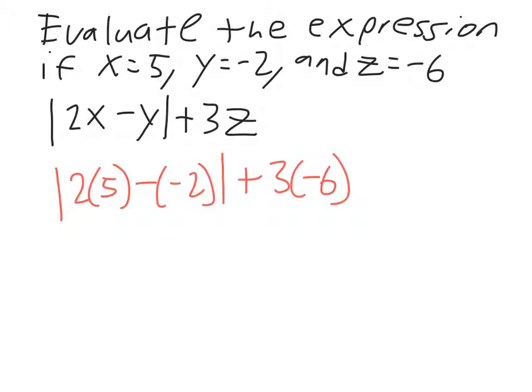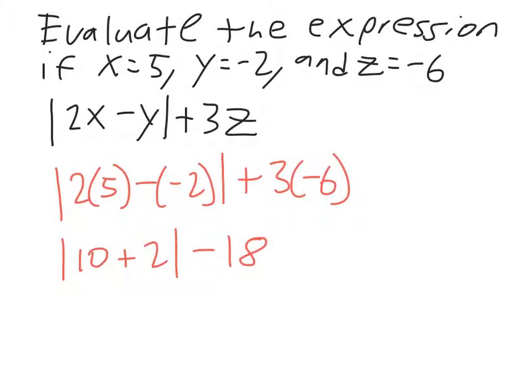Then let's do those multiplications out. So, still have the absolute value, haven't done anything with that yet. So 2 times 5 is 10. And then notice the minus negative 2. We have 2 negatives here, so that will turn into a plus, because 2 negatives make a positive. So this will become a plus 2. And then 3 times negative 6 is negative 18, so minus 18.